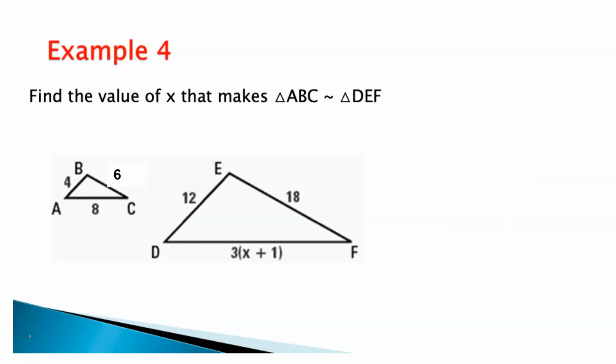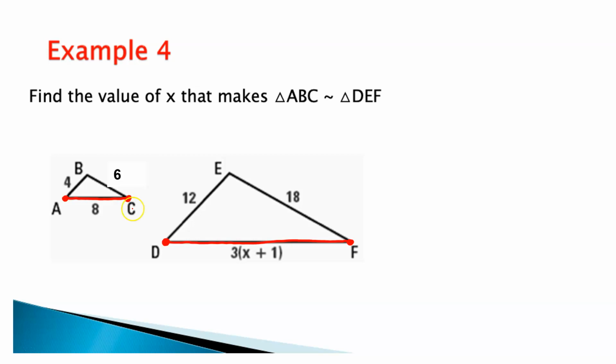One more time, this one says, find the value of x that makes triangle ABC similar to triangle DEF. All right, so this one's a little bit weirder. Take a look at where x is. It's down here from D to F. So the bottom side of these triangles, let's compare those to AC. Let's set up that proportion.